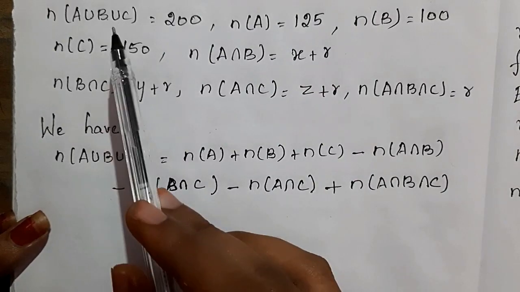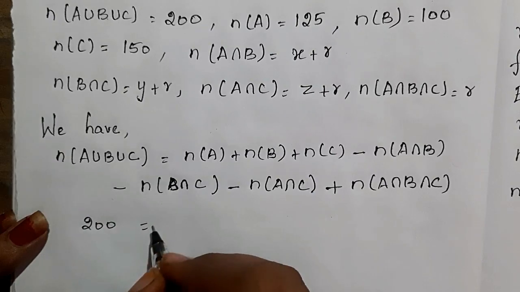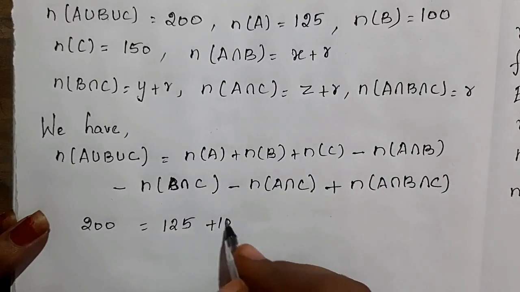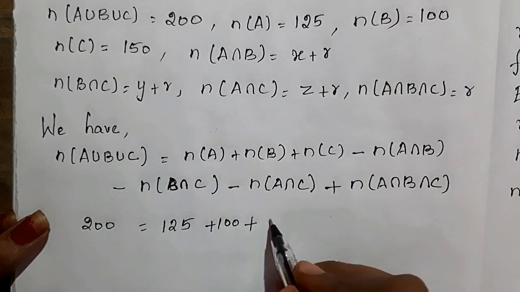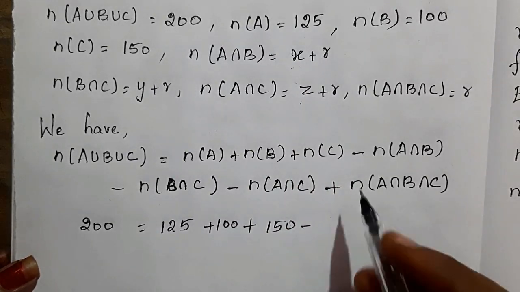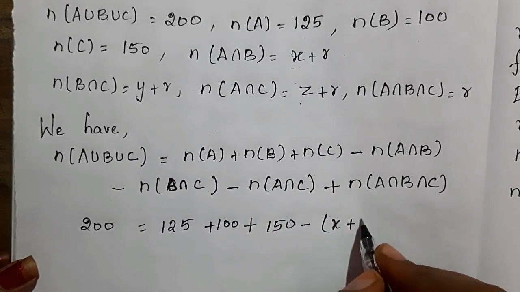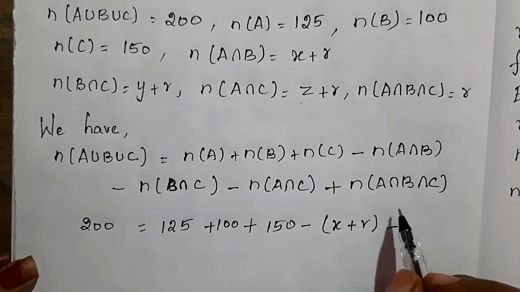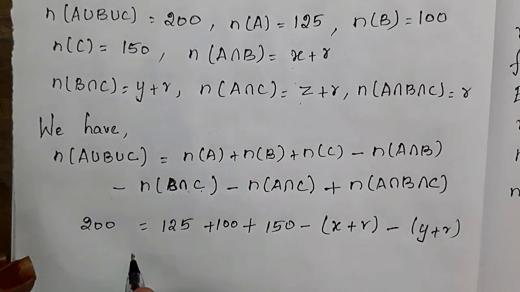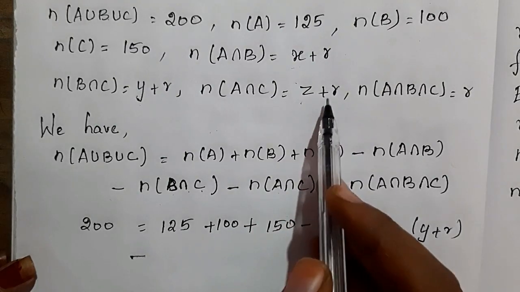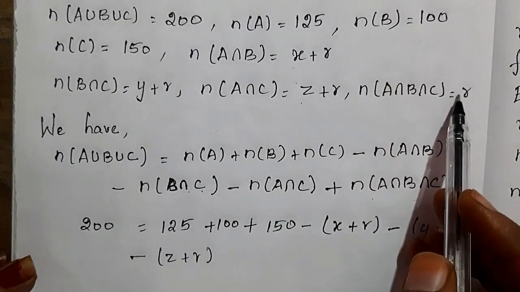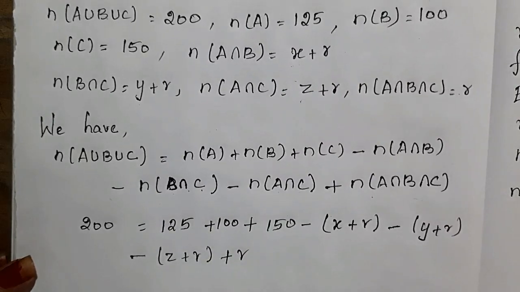Just we can apply the values. First value is 200, that is equal to, next value is 125, N of B is 100, then N of C is 150, and minus N of A intersection B is X plus R. Here you have two elements, so inside the bracket you can write X plus R. Okay, then again minus B intersection C value is, again bracket Y plus R, then minus N of A intersection C value is Z plus R, then plus this value, that is R. Okay, first we can add all the numbers.